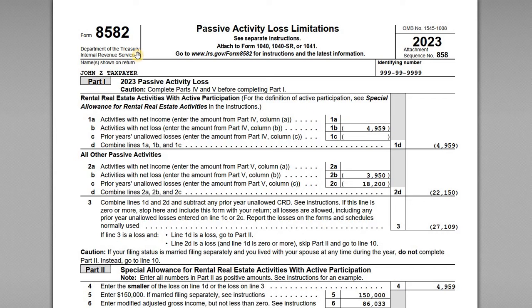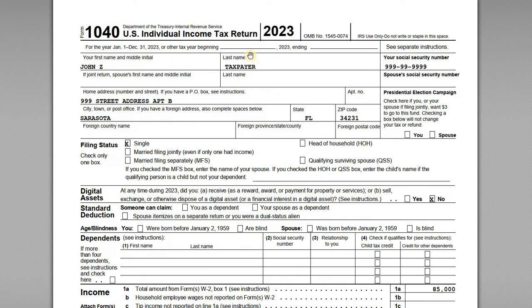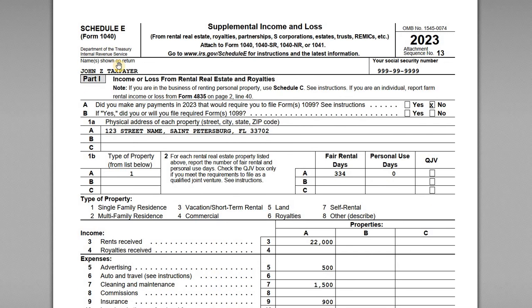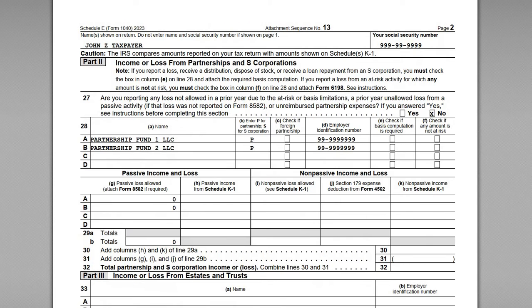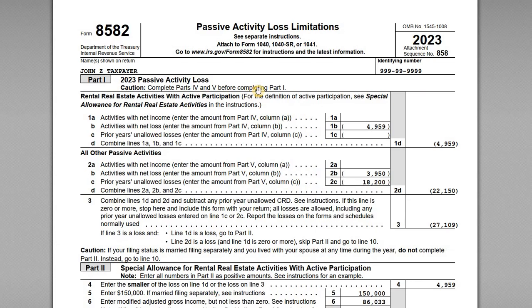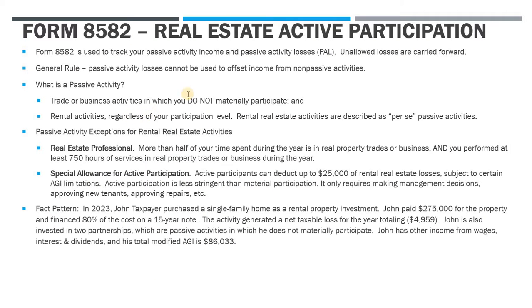So we're going to look at the 8582 here. It's 2 pages. We've also got the full 1040 for the taxpayer, so we'll cover all the forms and schedules that are going to be relevant, and that's certainly going to include the Schedule E, where we report the rental income and expense, Schedule E page 2, and then the 8582 as well. Lastly, we've got just one slide here covering some background on the 8582 and passive activities, and specifically this rental real estate active participation allowance.